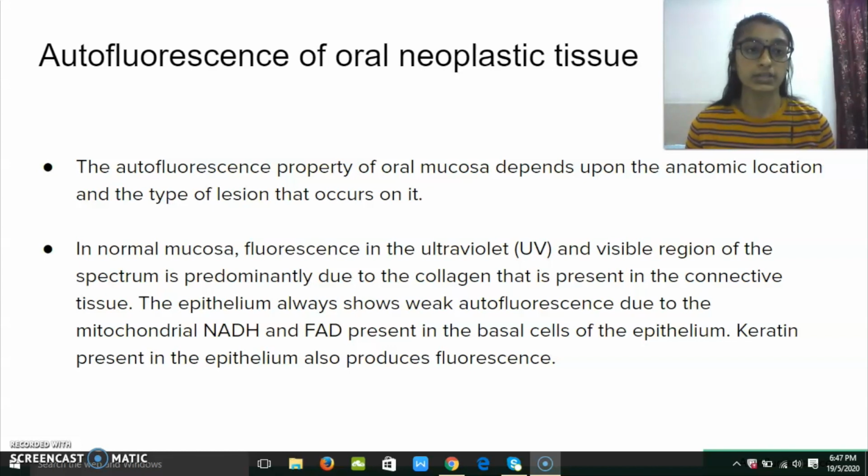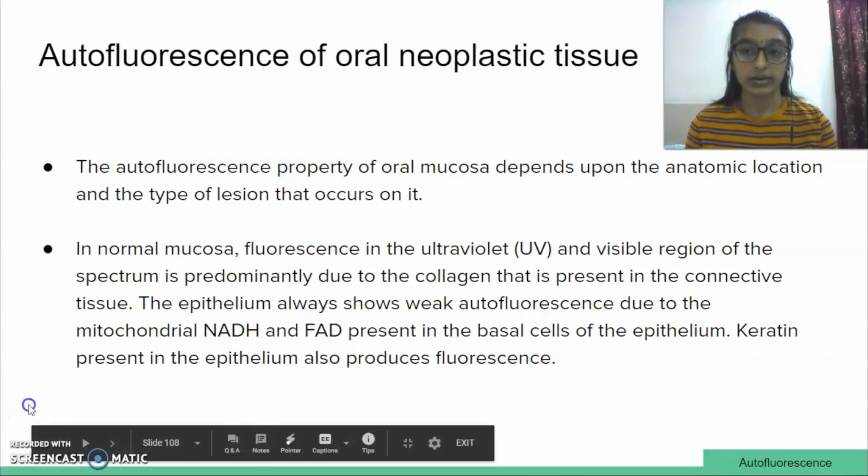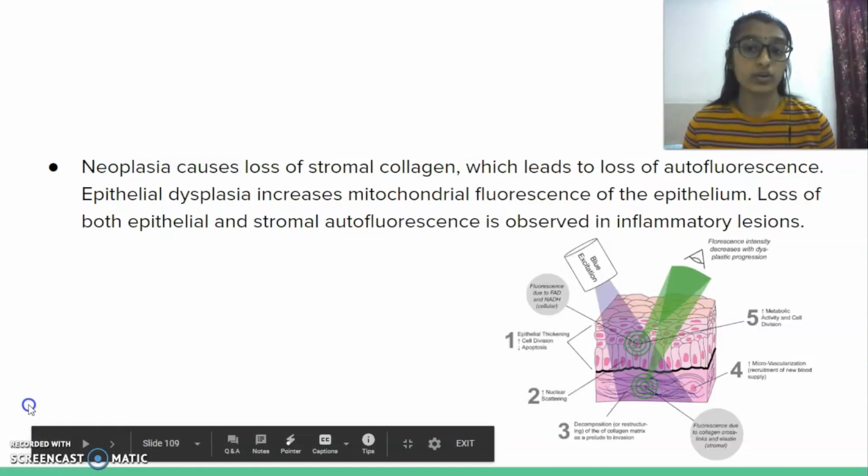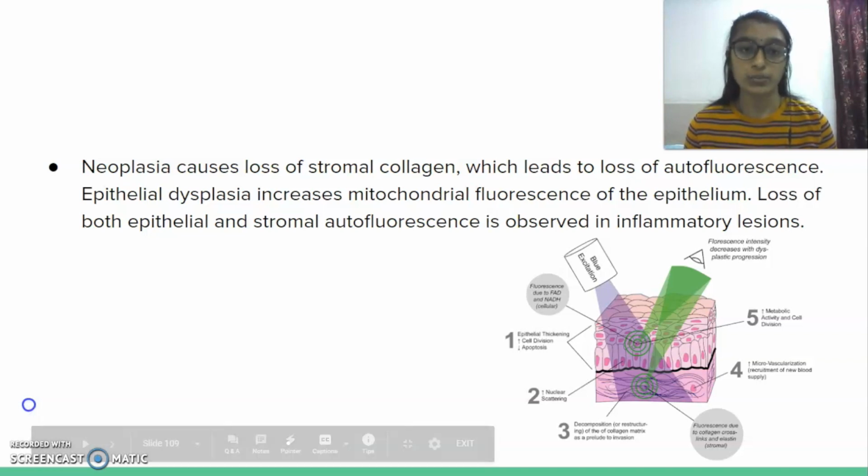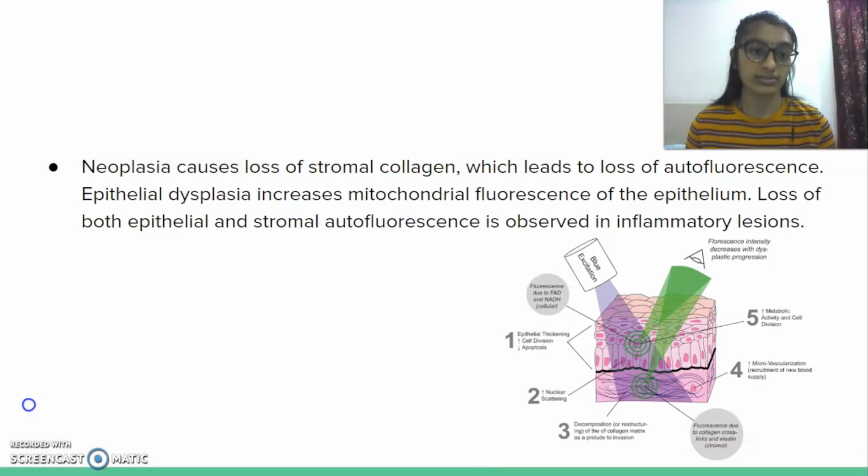Keratin present in the epithelium also produces fluorescence, whereas neoplasia causes loss of stromal collagen, which leads to the loss of autofluorescence, as you can see in the picture below. Epithelial dysplasia increases mitochondrial fluorescence of the epithelium. Loss of both epithelial and stromal autofluorescence is observed in the inflammatory lesion.